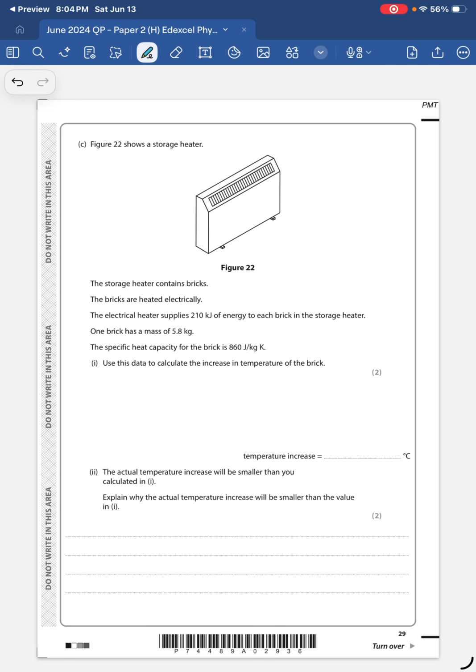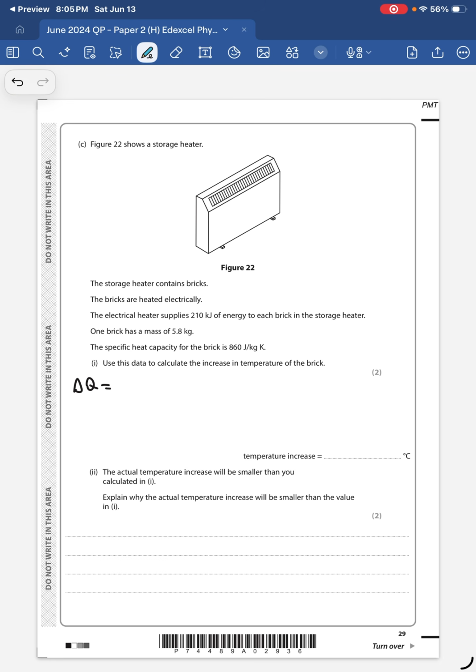Figure 22 shows a storage heater. The storage heater contains bricks. The bricks are heated electrically. The electrical heater supplies 210 kilojoules of energy to each brick in the storage heater. One brick has a mass of 5.8 kilograms. The specific heat capacity of the brick is 860 joules per kilogram per Kelvin. Use this data to calculate the increase in temperature of the brick.